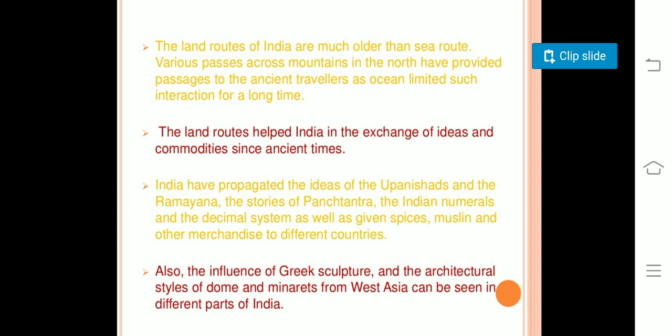Since ancient times, India has propagated the ideas of the Upanishads and the Ramayana, the stories of Panchtantra, the Indian numeral and decimal system, along with the spices, muslin, and other merchandise to different countries, through these land routes only. And also the influence of Greek sculpture and the architectural style of dome and minarets from West Asia can be seen in different parts of India, and it all was the result of trade, which resulted in the exchange of not only commodities but also culture as well as architecture.